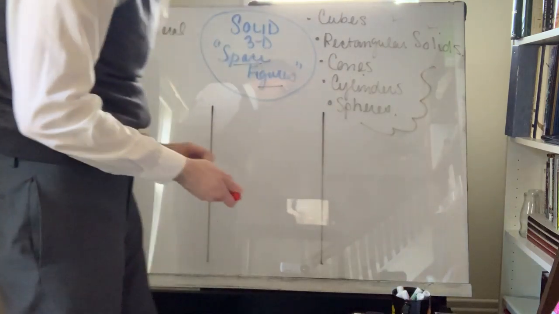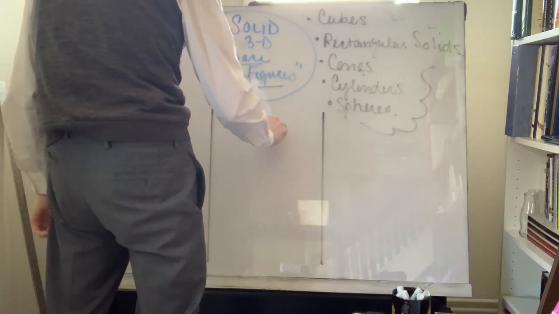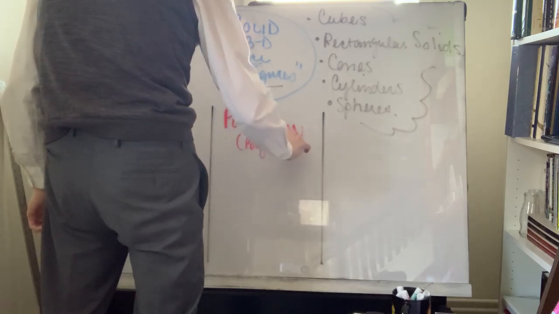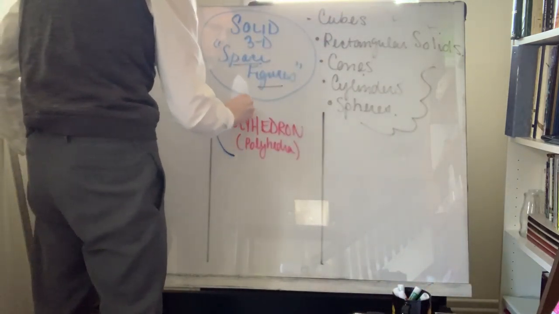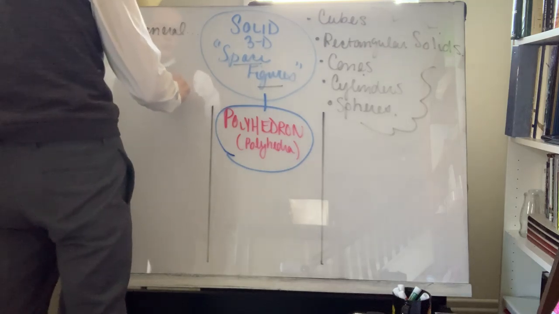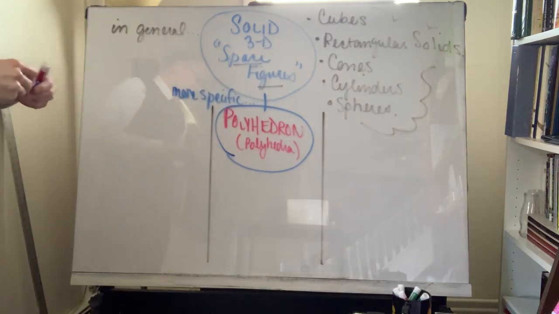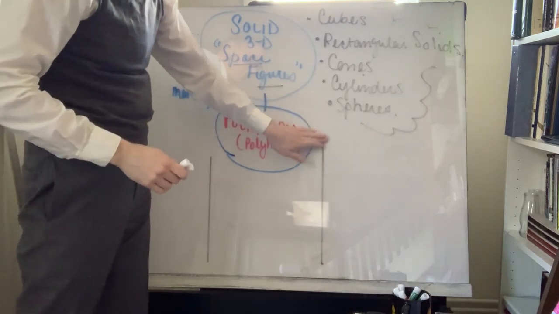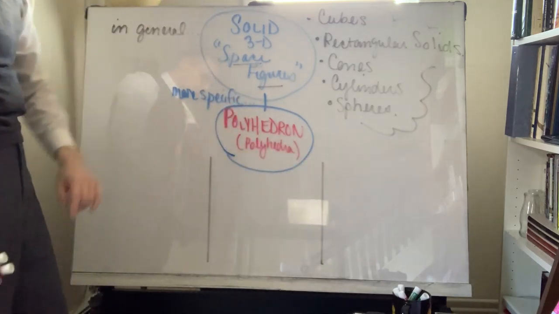Right, there's this phrase, first of all, polyhedron. And the plural of that would be polyhedra. These are a subcategory of the space figures, right? So this is more specific, this term, polyhedra. And from them, there are even further still subcategories of this phrase.